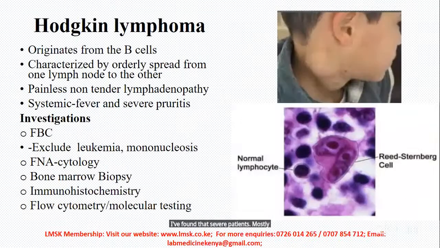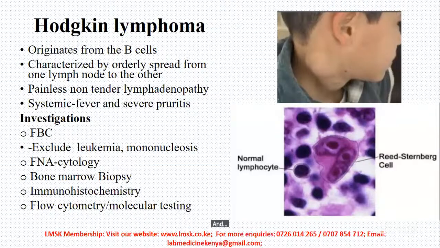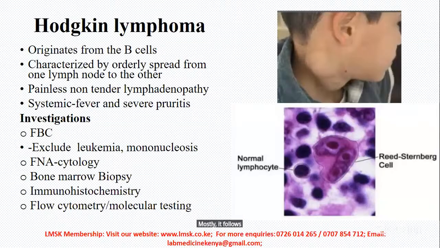Mostly patients come with masses, especially around the cervical region, around the neck, as you can see from this picture. And what is very special about Hodgkin lymphoma is that it originates from the B cells. And its mode of metastasis is orderly, meaning it cannot jump from one part of the neck to the other one. Mostly it follows the lymphatic tree, the way I've shown you. It will move from one gland to another one systematically.